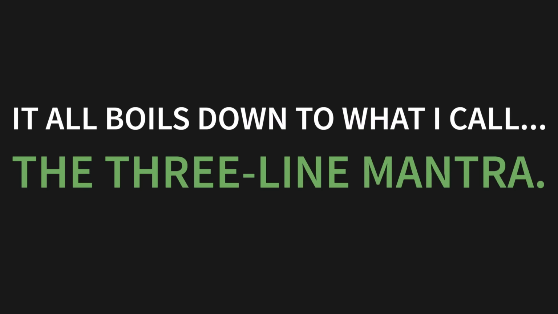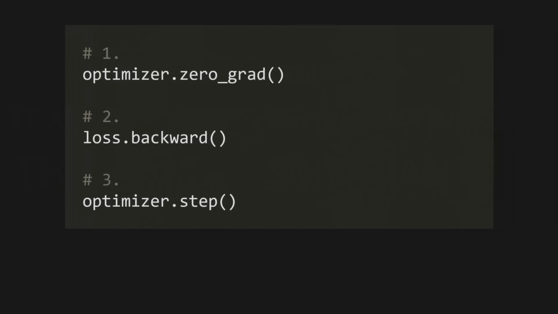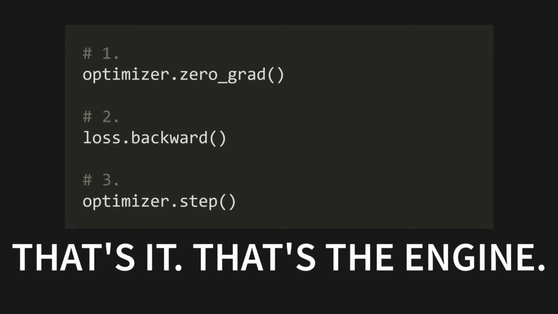Number 1, optimizer.zero_grad. Number 2, loss.backward. Number 3, optimizer.step. That's it. That's the entire engine.